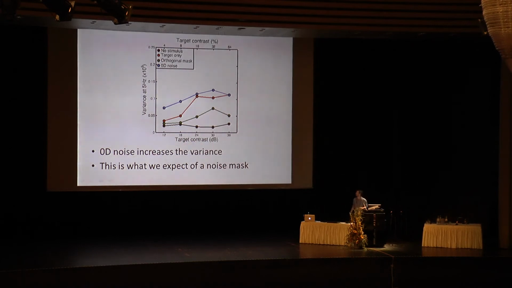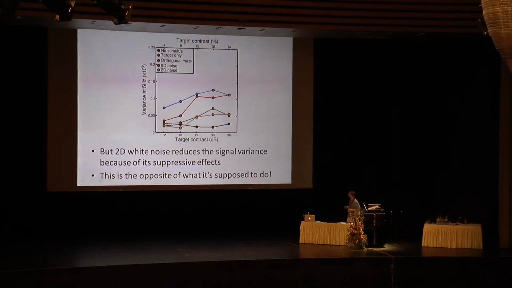Okay, what about two-dimensional noise then? Well, we've already seen that two-dimensional noise has a suppressive effect, and so it's perhaps not that surprising that two-dimensional noise reduces the variance of the signal response because of this suppression. So we're reducing the response, and therefore we reduce the variance, because the variance of the signal is response-dependent. But look, that's totally the opposite of what noise masks are supposed to do. The whole point of a noise mask is that it's meant to increase the variance within the detection channel. So the two-dimensional noise here, which is what most people seem to use in noise masking experiments, is doing completely the opposite of what it's supposed to do. I find that very surprising, but very interesting.